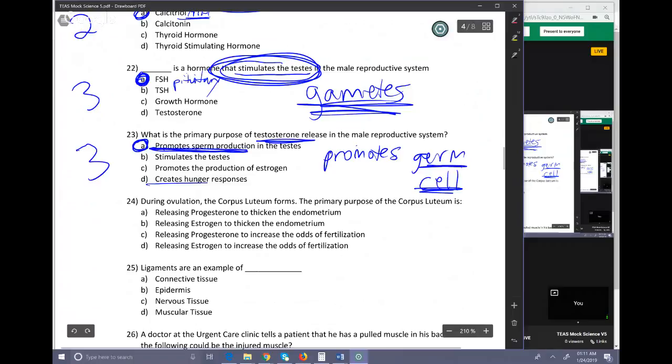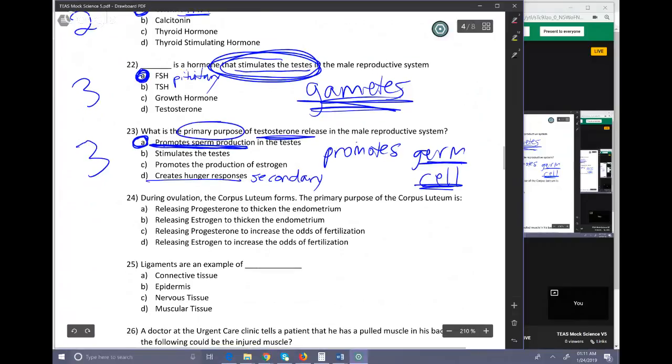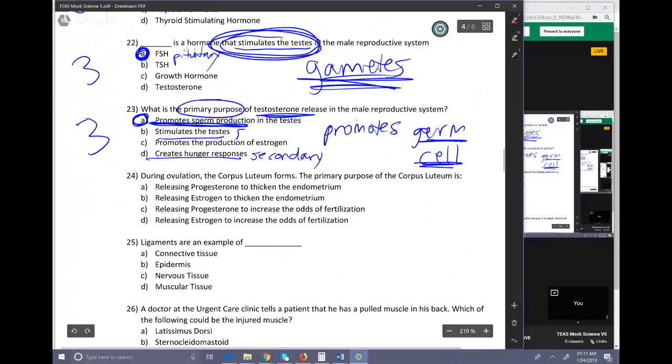The reason it's not D is this is the secondary. Hunger responses is not the primary purpose. And then the reason it's not stimulates the testes is because of the above question. FSH would be who did that. So understand the distinction between A and B. They're not going to ask you a question that nitpicky, but if you understand what that fundamental difference is, you are in very, very good shape.